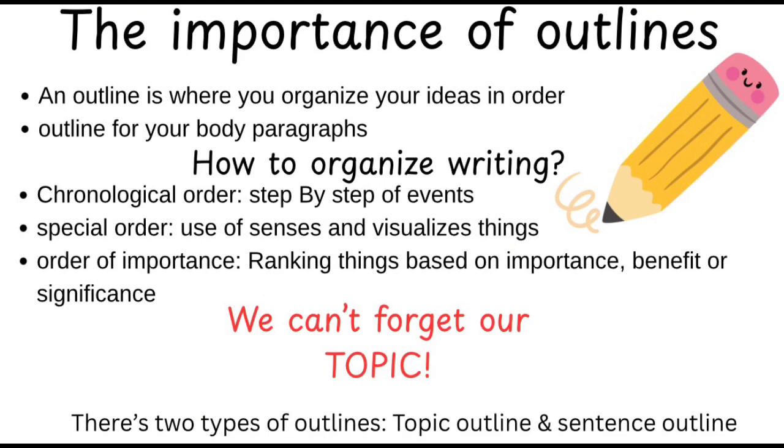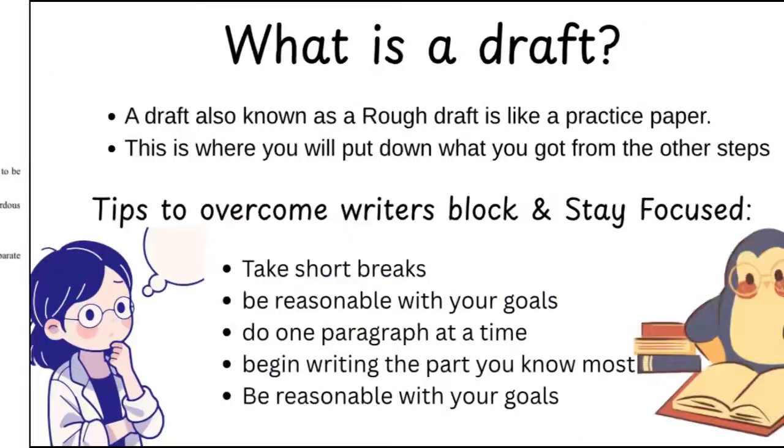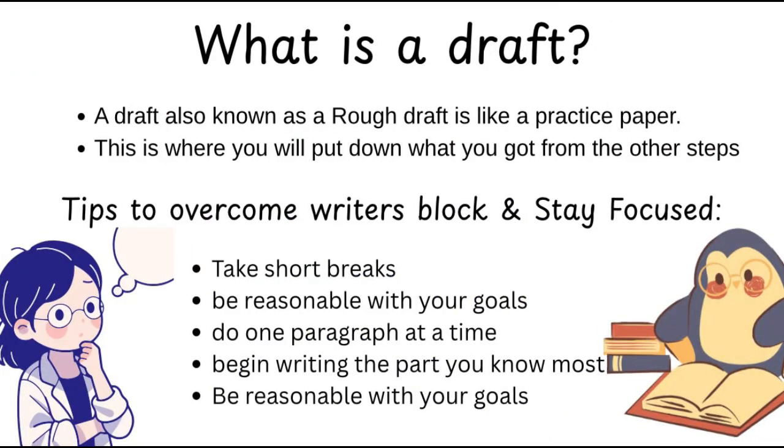Now, we cannot forget our 2 types of outlines, which is topic outline and sentence outline. The topic outline typically is shorter and has no sentences, whereas a sentence outline uses complete sentences throughout the entire outline. What is a draft? A draft is typically known as a rough draft, and it's pretty much the practice paper that you create. This is where you write down anything that you got from the previous steps that we did.